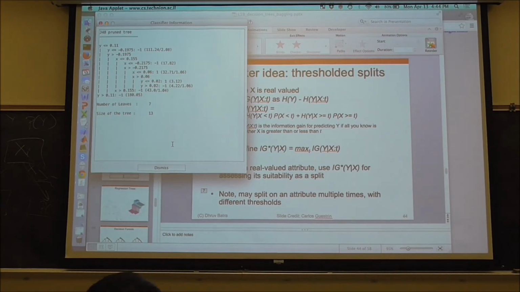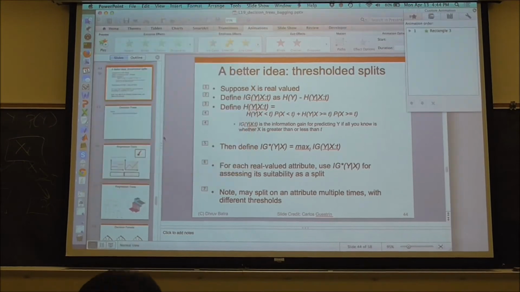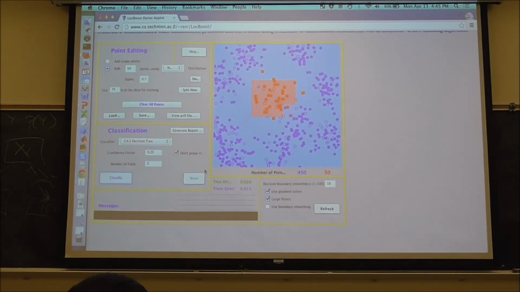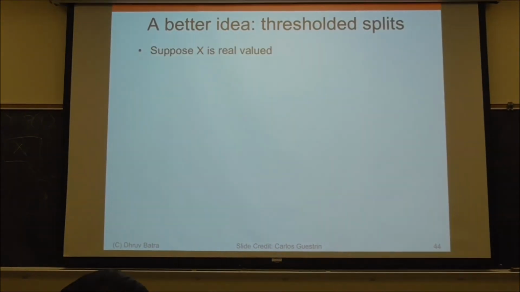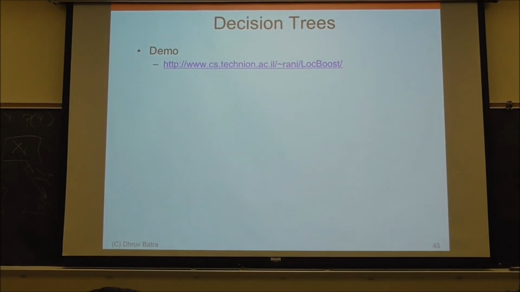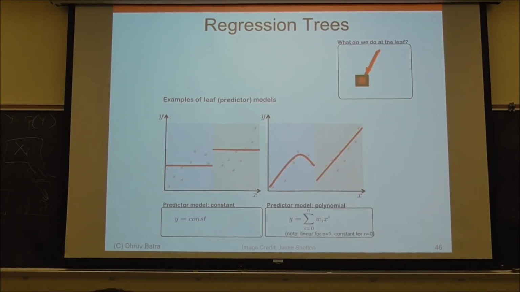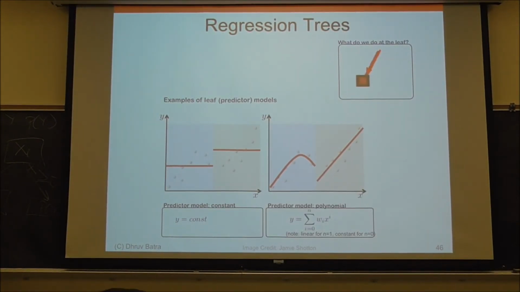Let's resume. So we're talking about decision trees with continuous variables. We talked about thresholds. The last thing we talk about is, so far everything that we've said is for classification, right?